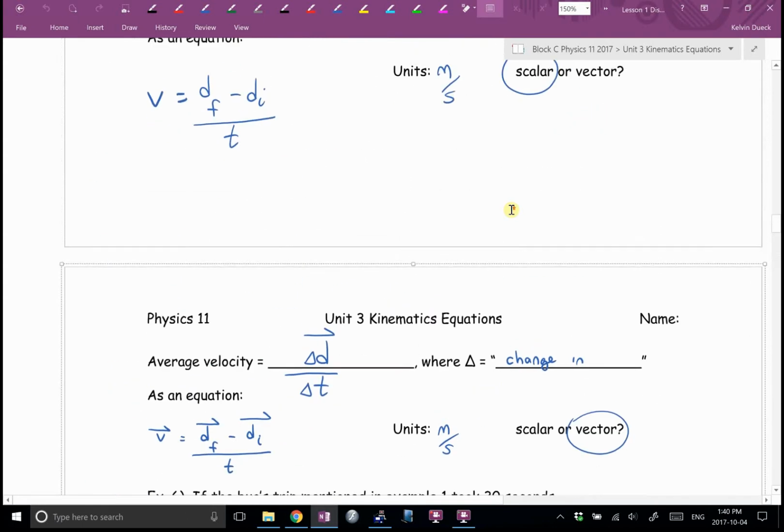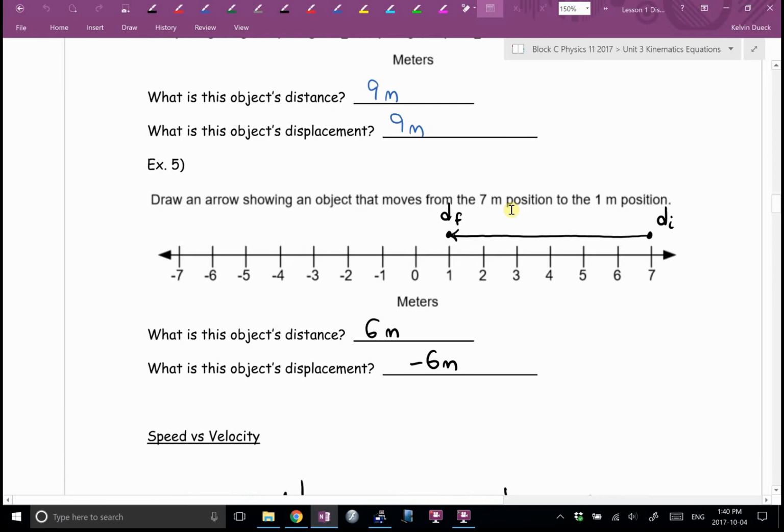We talked about scalars and vectors. We said in physics, everything is either a scalar or a vector. A scalar has magnitude only. A vector has both magnitude and direction. And one of the things you are going to have to memorize is that anytime I introduce something new to you, I will always tell you whether it's a scalar or a vector.